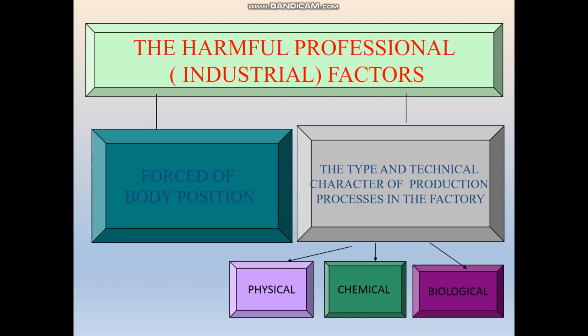The harmful professional industrial factors. First, harmful factors of the first set, of body position. Second, the type and technical character of production processes in the factory include physical, chemical, and biological harmful professional factors.